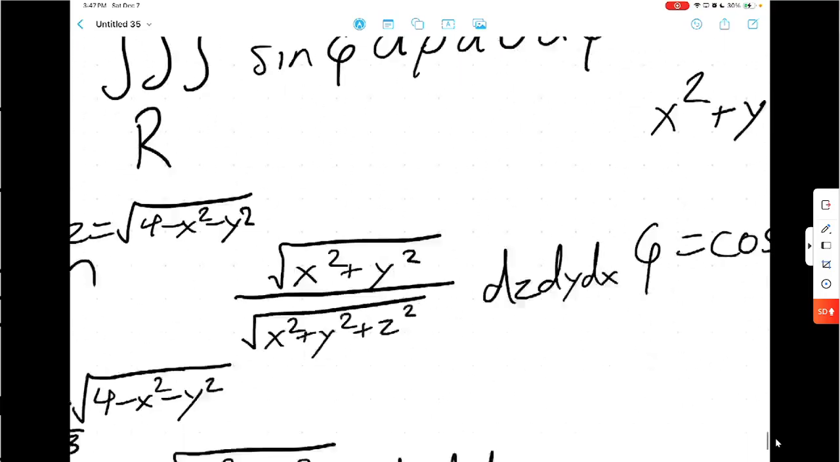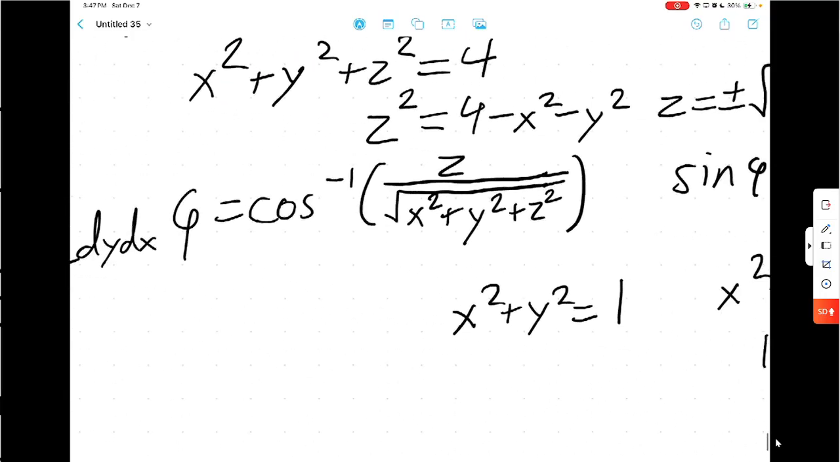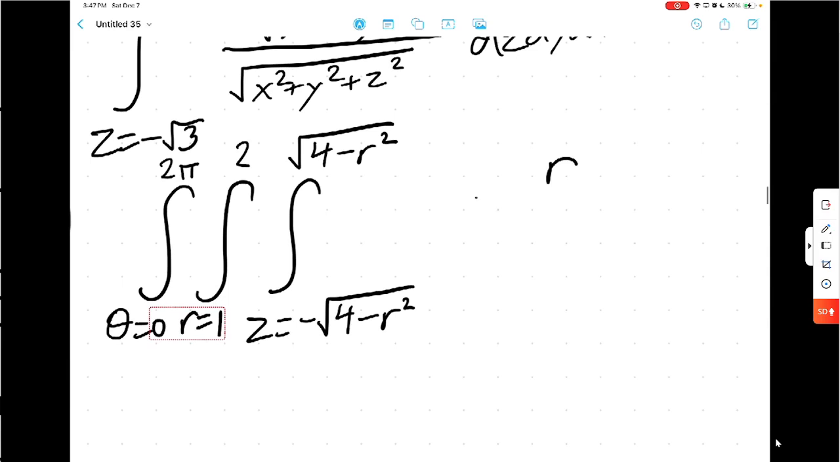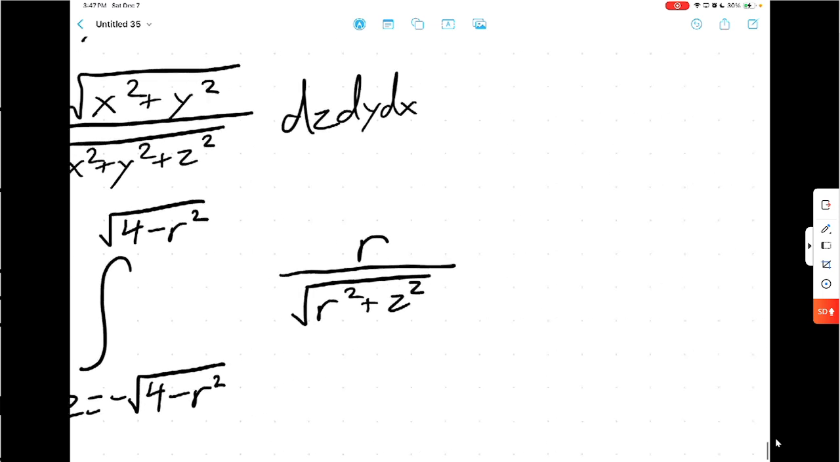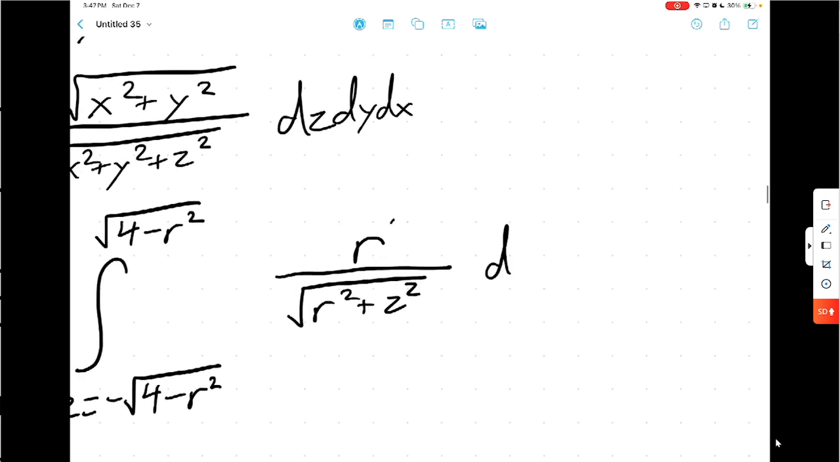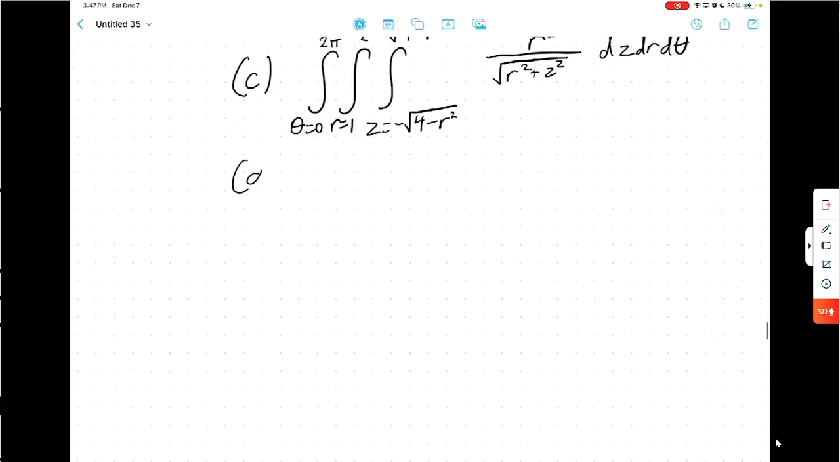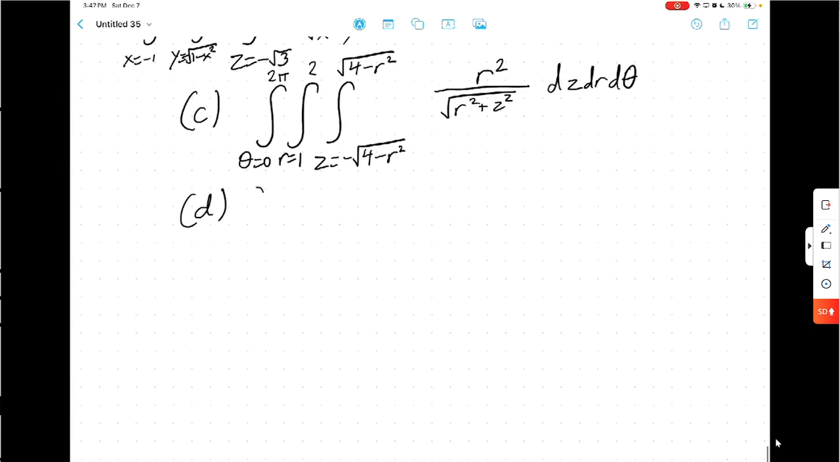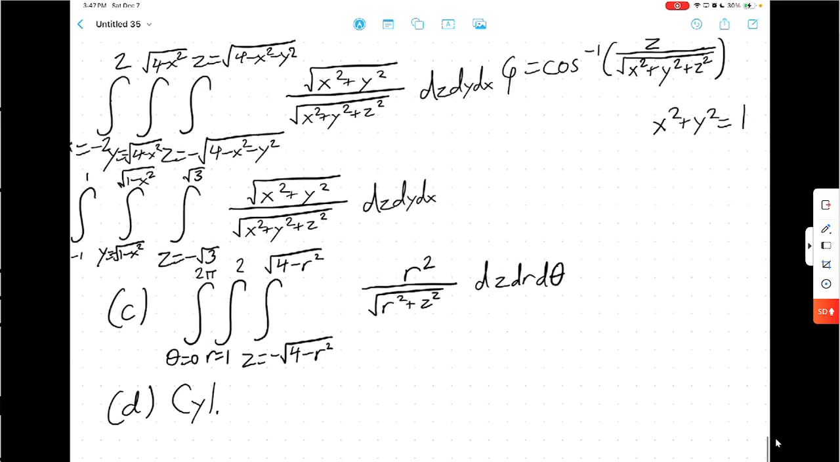And then sine phi is just r over square root of r squared plus z squared, times r dz dr d theta. As for d, cylindrical would be the best because we have a cylinder. Alright, and that's all of 5. Any questions?